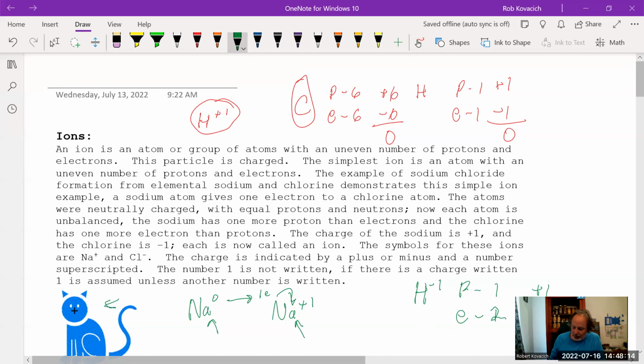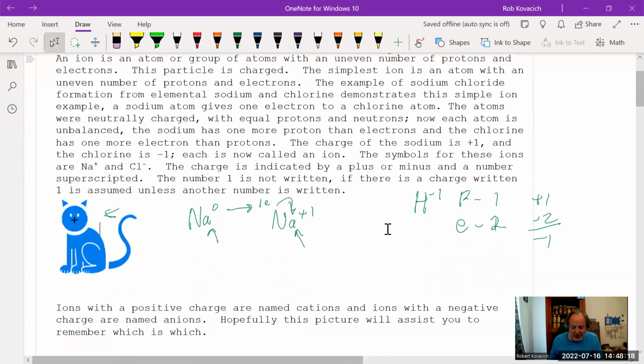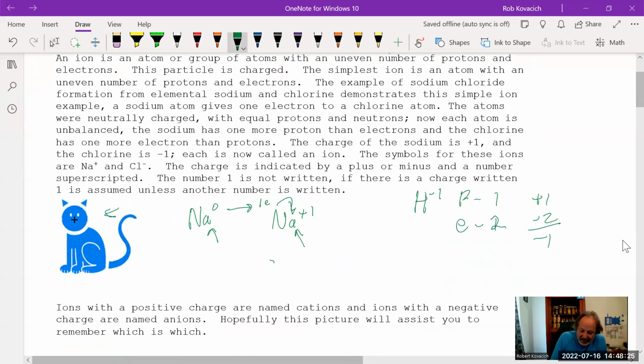I have this stupid graphic here to hopefully trigger your memory into remembering that positively charged ions are called cations, and negatively charged ions are called anions. Ions and cations, so both have ion in them, but cat is the positive one and an is the negative one.